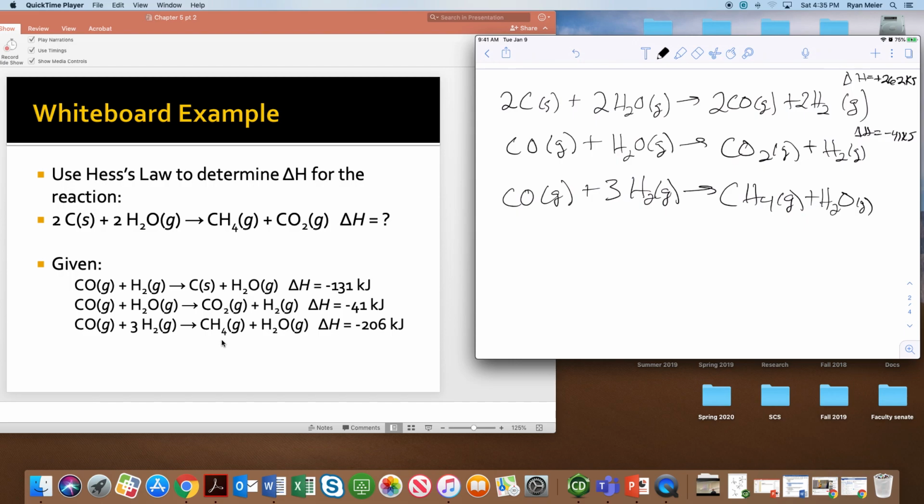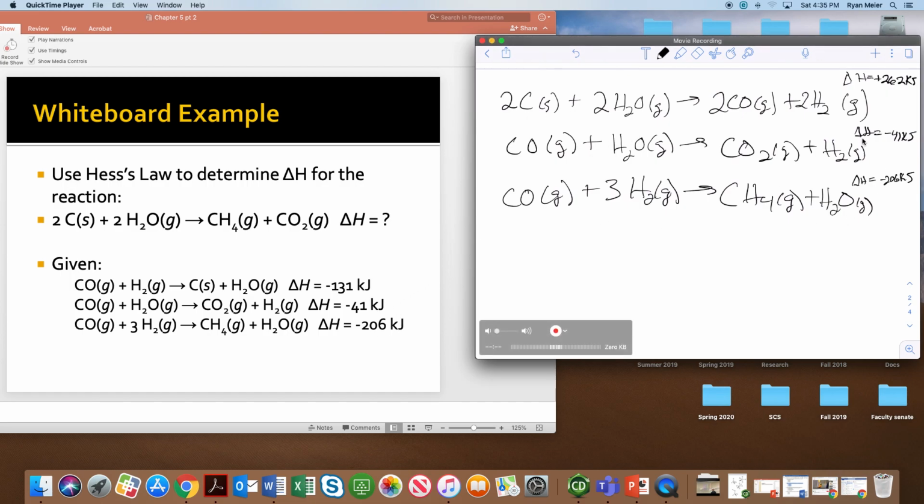And so, since I didn't change anything for this last reaction, the delta H for this last reaction is going to be negative 206 kilojoules still. Nothing's going to change. And what I want to do now at the end of all of this, I have all three of the reactions that I've written over here, hopefully all set up so that if I just add them all together, what I should end up with is the reaction I was interested in originally.